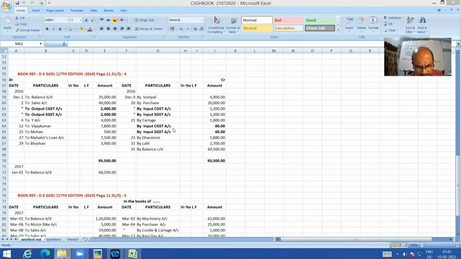Input GST, input SGST. 60 rupees, of course, 6%. That's all. Remitted to Dharamveer. Remitted means sent. That's all. Or paid. So by Dharamveer, 1880. Ignore, by this time you are strong enough to ignore the discount in a single column cash book. For that matter, the double column cash book to be taken up later on.